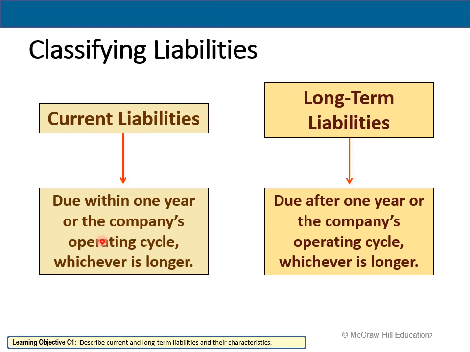And on that company, any liability that comes due inside of 8 years will be classified as a current liability. For our purposes, anything inside of a year is a current liability. Anything outside of a year is a long-term liability. Okay?